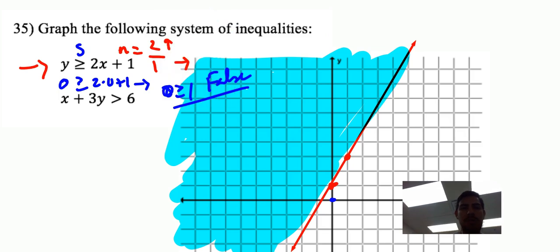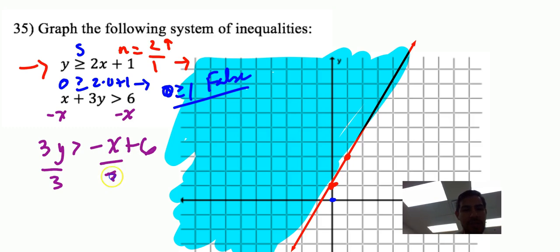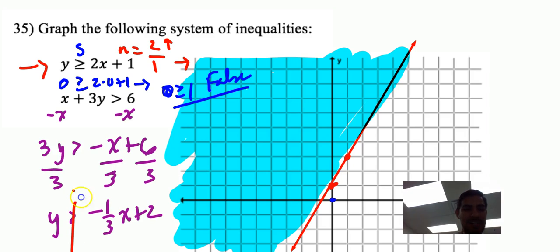Okay, next one. Let's go and do purple. Purple, here we come. Oh, not the calligraphy pen. There we are. x plus 3y is greater than 6. We can go ahead and move everything over to one side. So we get 3y is greater than negative x plus 6. Divide everything by 3, and I get y is greater than negative 1/3 x plus 2. Notice, this is a dashed line. Let's try that again. Again, dashed line. So let's go and get a purple line here.